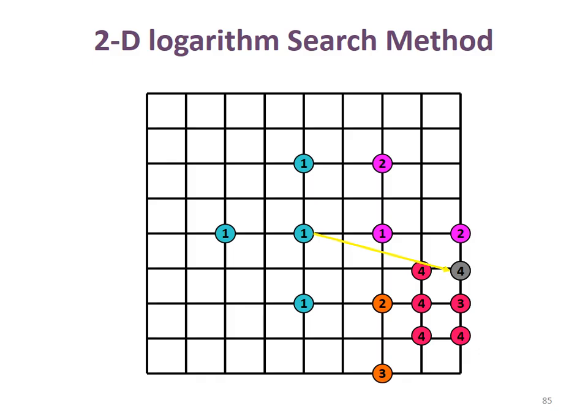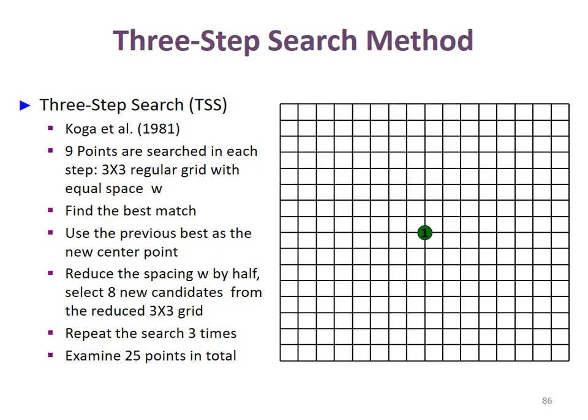Okay, so this is the 2D logarithm search method. Next, let's see another famous algorithm, which is the 3-step search method. Okay, let's see this example directly. Once we have the corresponding positions from the current macroblock to the previous frame, we know the position is here, and we define the search range here.